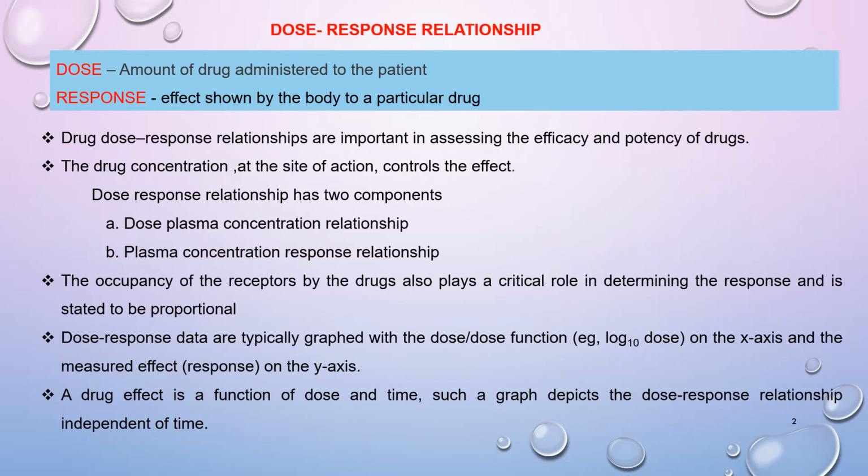The response of the drug depends upon the concentration of the drug at the site of action, that is, dose or plasma concentration. This depends on the number of receptor-ligand interactions. The dose-response interaction is studied by plotting a graph of effect or response as a function of concentration, independent of time. Dose is plotted on the x-axis and the effect or response on the y-axis.